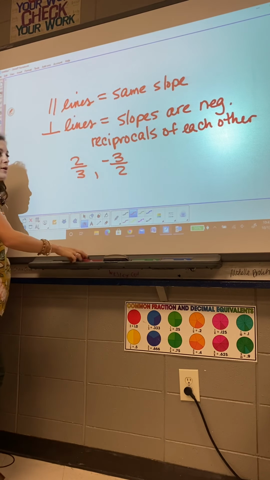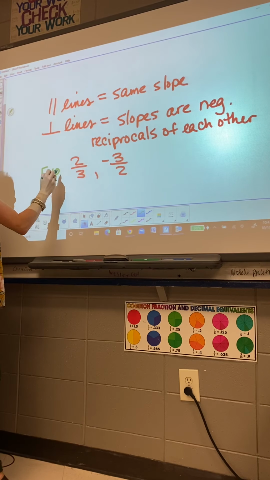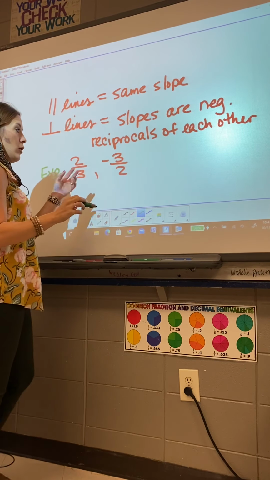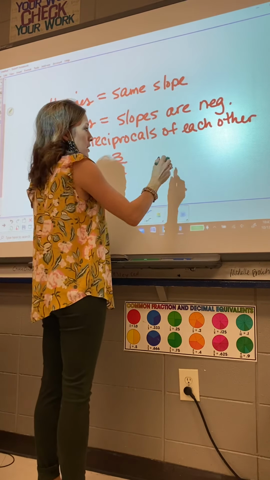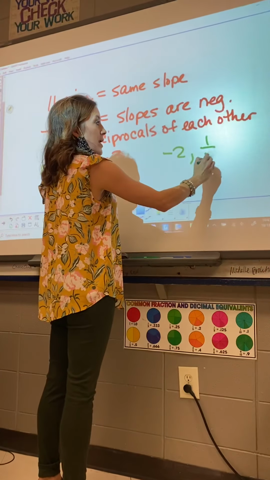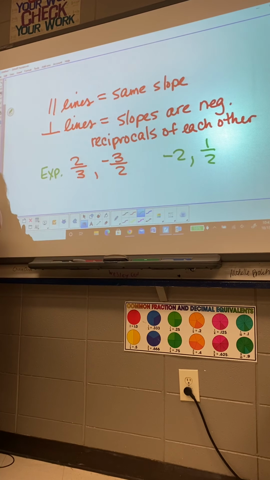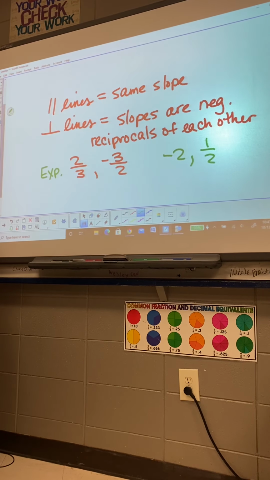Okay, another example, so you could just write example by that. Another example of perpendicular slopes would be, let's just say -2 and +1/2. Do you see how if you flip 2, because 2 is really 2/1, so if you flip it, it's 1/2. Does that make sense? Those are right. So those are perpendicular slopes. Okay, so that's what parallel and perpendicular means.